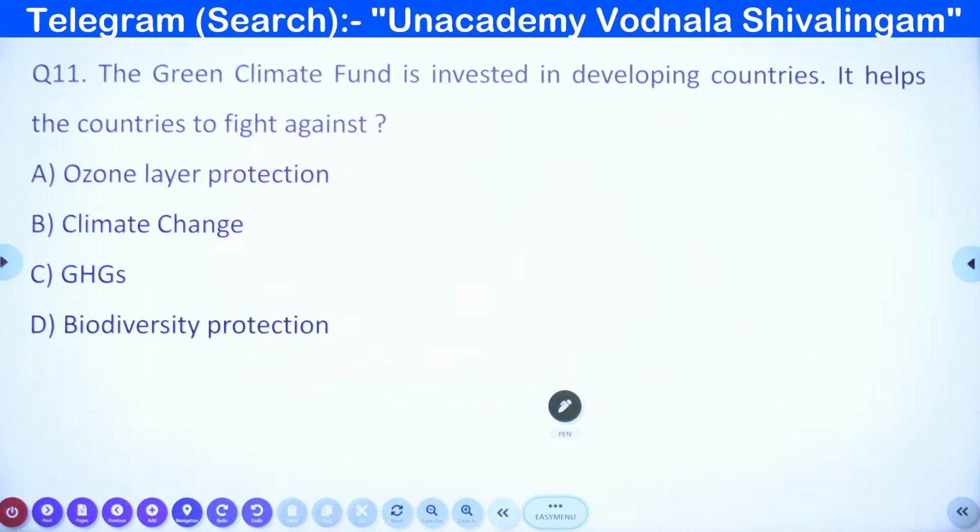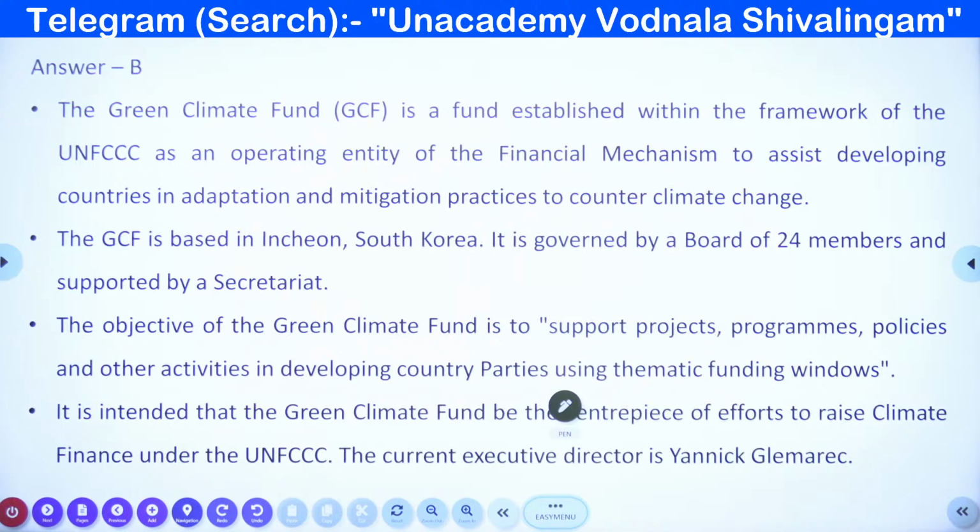The Green Climate Fund in developing countries helps the countries to fight against, not flight, fight against climate change only. Option B, climate change. Green Climate Fund is invested in developing countries.